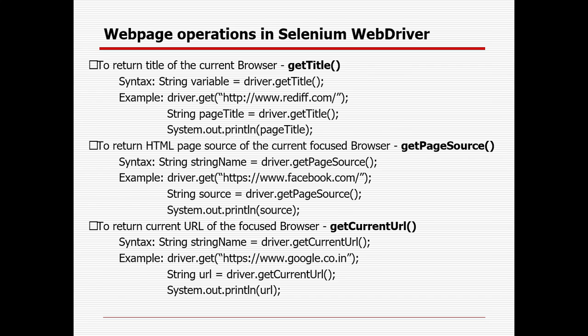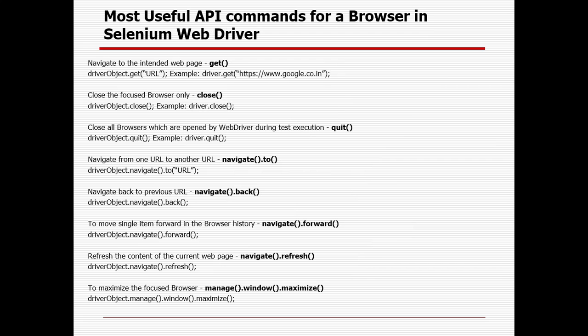Then the next thing, right? What are the methods we are getting? You could see with the get method, I can just navigate to any web page. You can give it here. We will be using the close or the quit method to close the driver. So close will only close the focused driver. In case you have already opened multiple drivers, then you can use quit. Then with the help of the navigate.to method, you can go to another URL. Navigate back, again going back of the URL, navigate forward again.